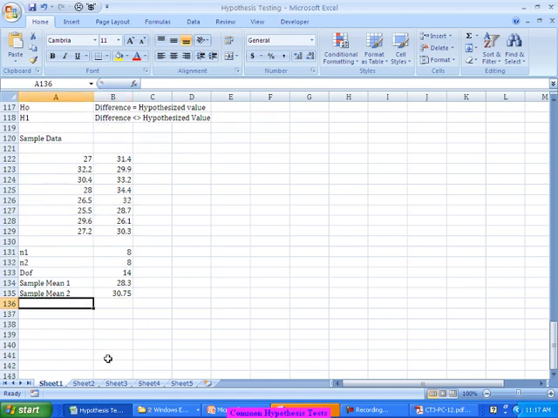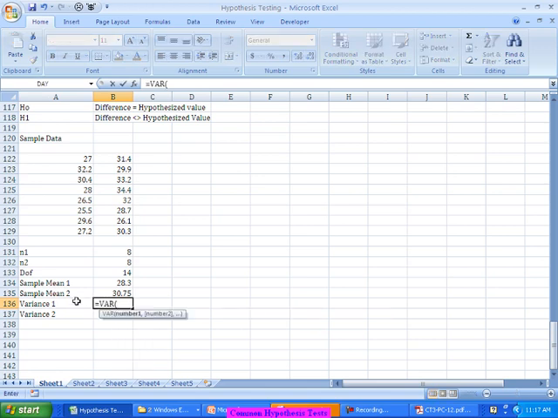I also require the variances of both. I could have computed the standard deviation, but anyhow, we require the variance itself. We'll even find out the pooled variance. So I'll take the variance of the first sample, and the variance of the second sample. Probably you know the mechanism of computing the variance, so I'm directly taking the values. This is the variance of the second.